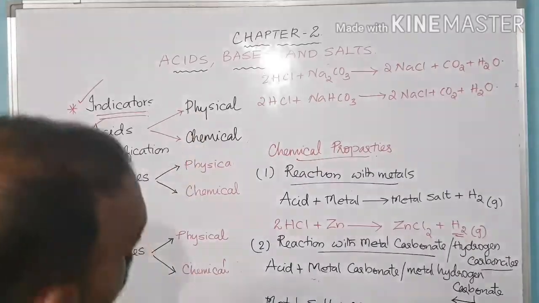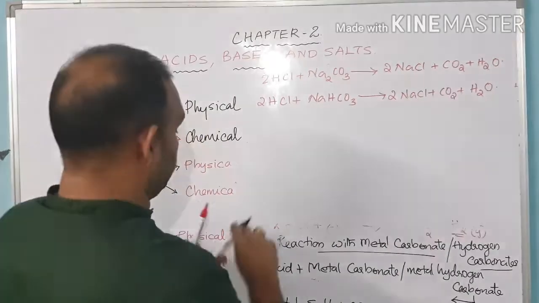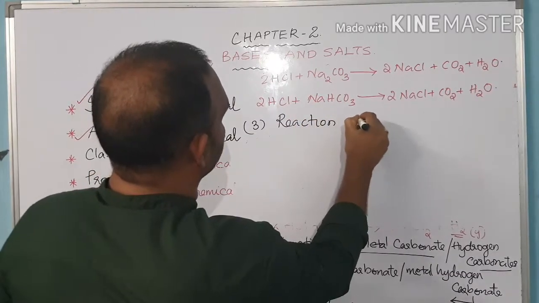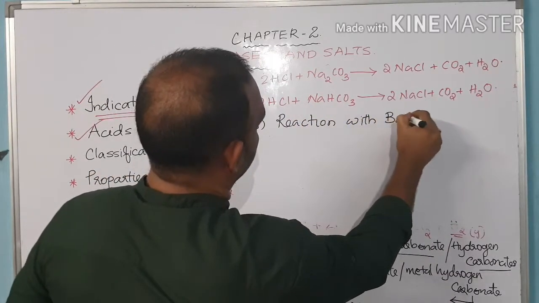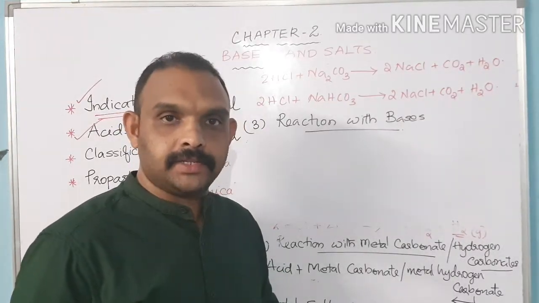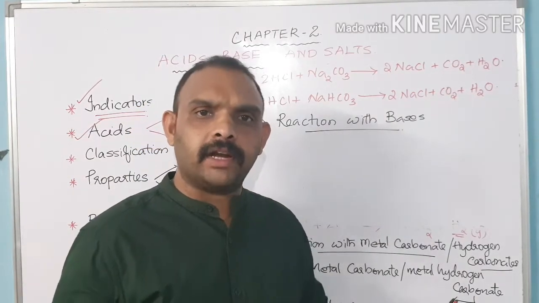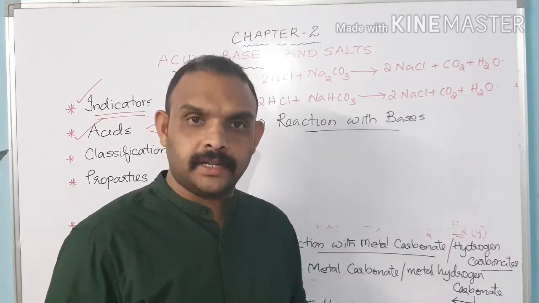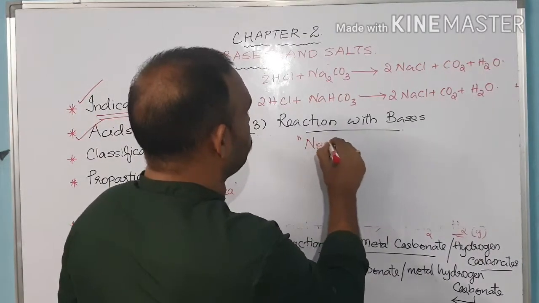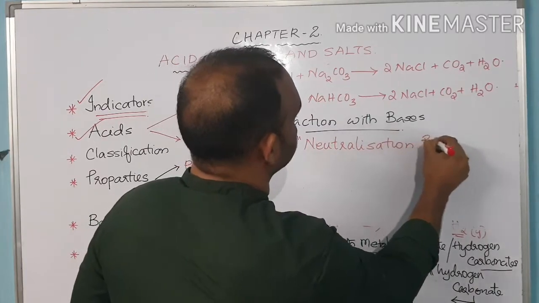Now let's see the third chemical property. The third chemical property is reaction with bases. Already we have learned that acids are sour in taste. Then what about bases? Bases are bitter in taste. Then what will happen if an acid and base react with each other? There is a term given for that type of reaction. That term is neutralization reaction.